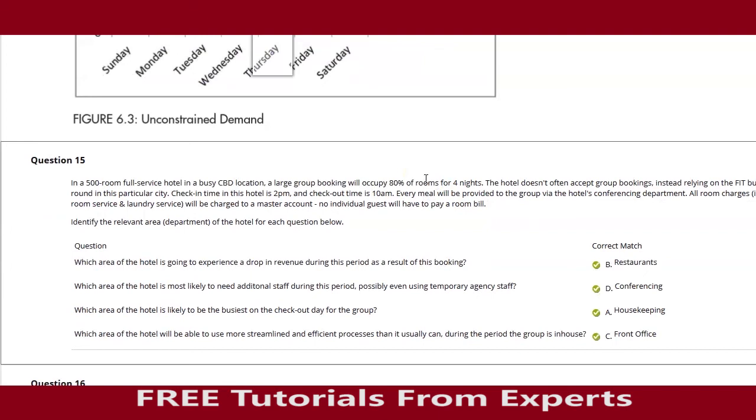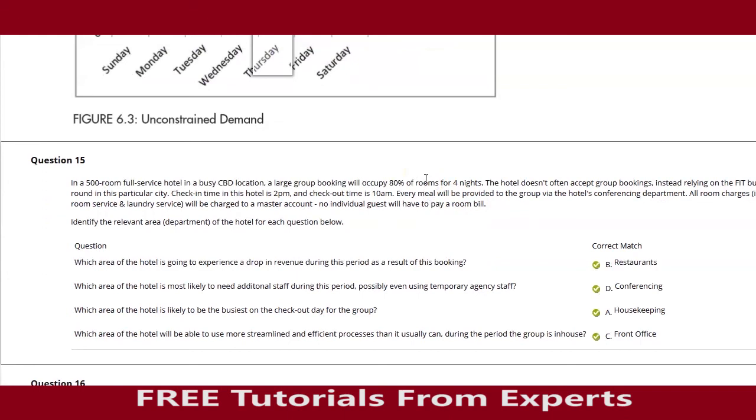Going to question 15, this is just an overview. In question 15, a room full of service, according to the context of the scenario: which area of the hotel is going to experience a drop in revenue during this period as a result of this booking? And that was the restaurants, because the guests are going to concentrate on the conferencing. So the restaurants are going to be down.